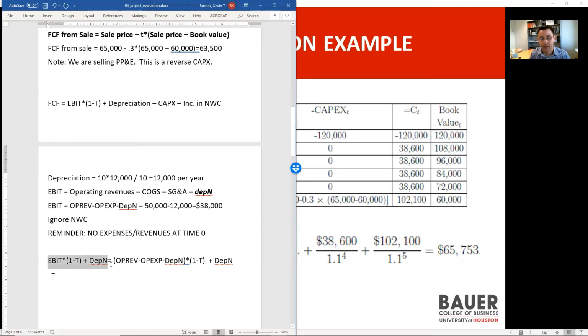So EBIT times 1 minus T plus depreciation, what we'll do is we'll pull the depreciation out from the EBIT bracket, and we'll be left with operating revenues minus operating expenses times 1 minus T, minus depreciation plus T times depreciation, and then plus depreciation. So you'll see that this minus depreciation cancels out with that plus depreciation. We're just combining like terms here. All we're left with is this depreciation tax shield here.